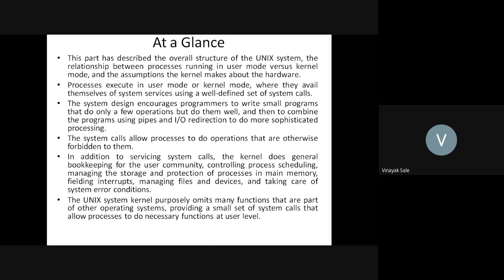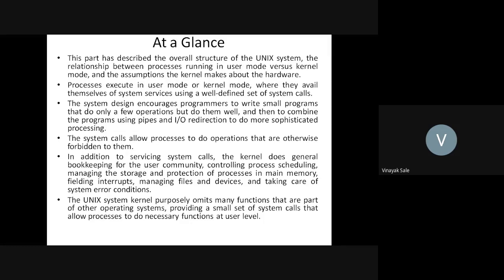Then in addition to servicing system calls, the kernel does general bookkeeping for the user community, controlling process scheduling, managing the storage and protection of processes in main memory, fielding interrupts, managing files and devices, and taking care of system error conditions.